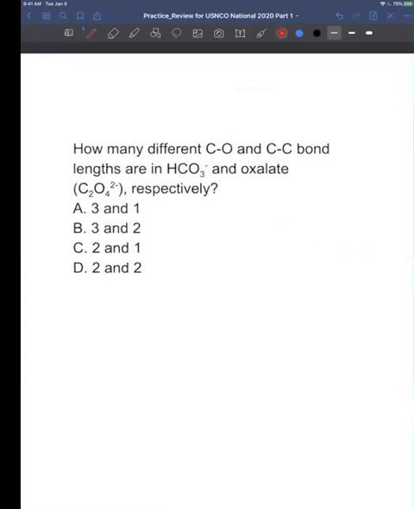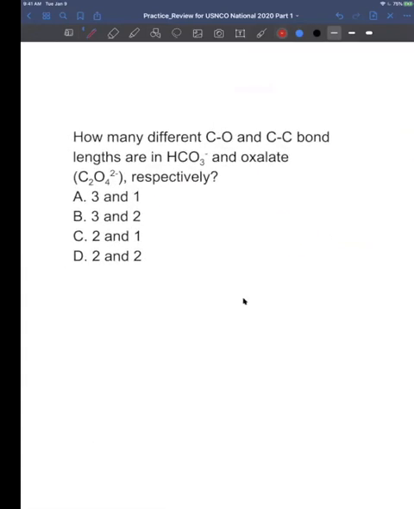Okay. I also like this question very much. This is a combination of an AP question with a USNCO question.